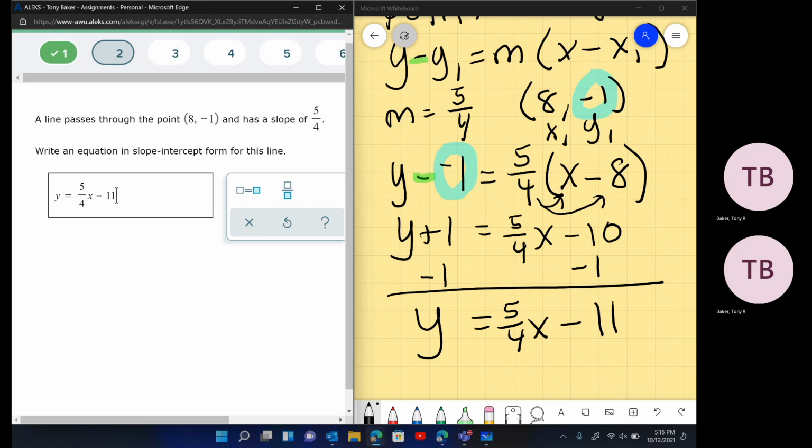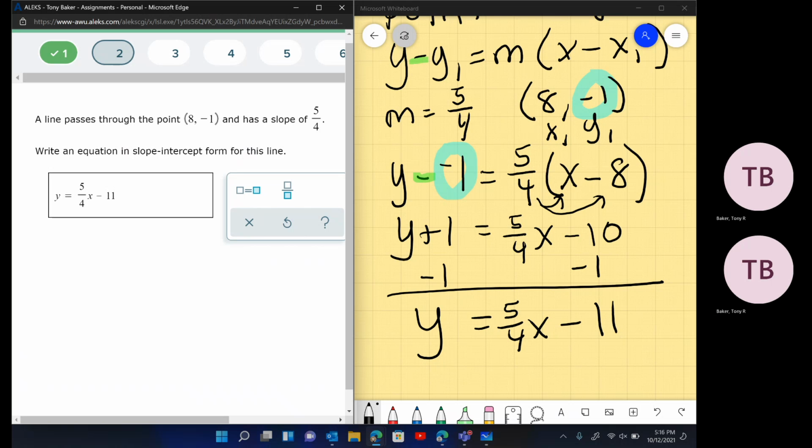If you read Alex's example, what they do is plug the x and the y into the slope-intercept form, solve for b, and then plug back in. So I like this one a little bit better just because it uses the information there and you don't have to remember to plug back in. So it's one less step at the end.